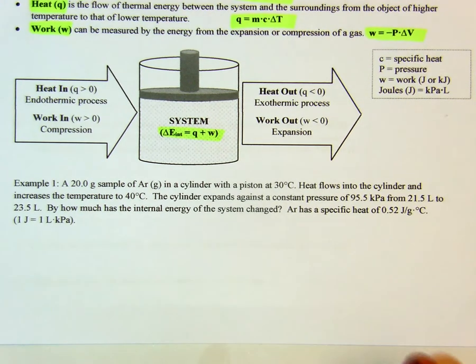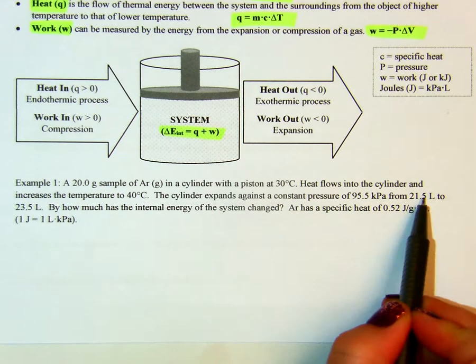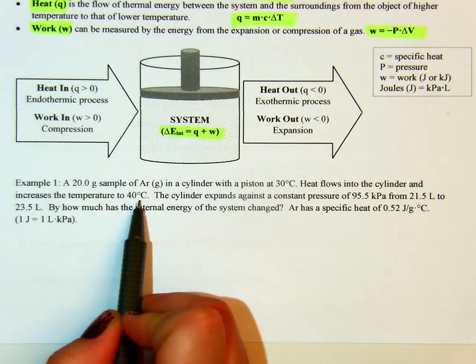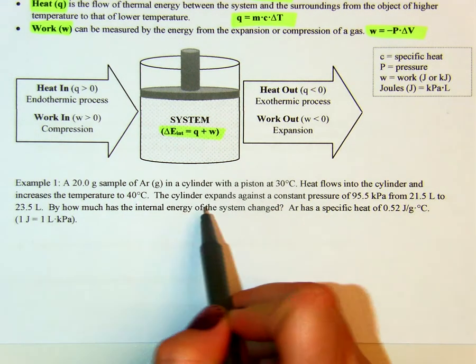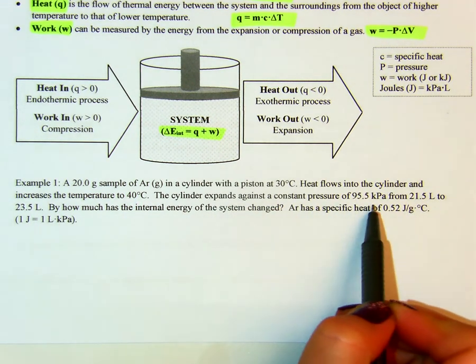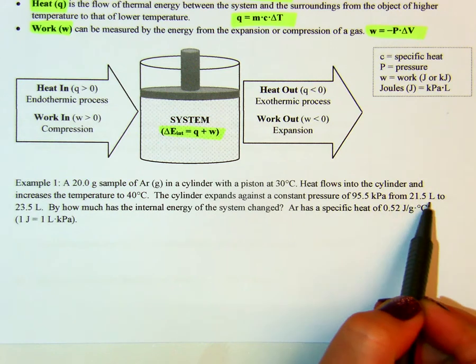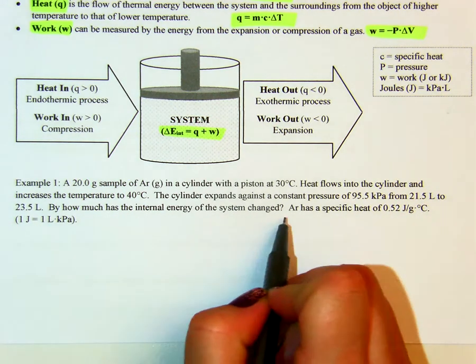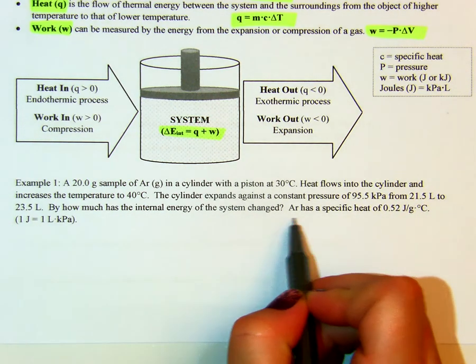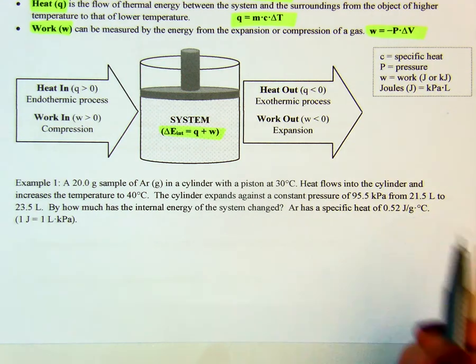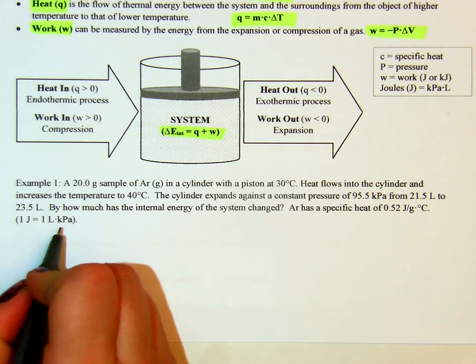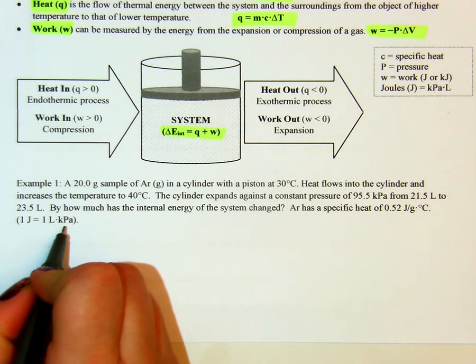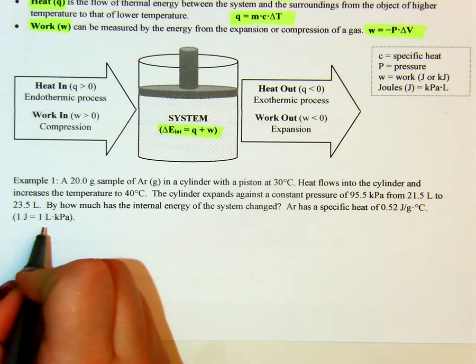Example 1, we have a 20 gram sample of argon in a cylinder with a piston at 30 degrees Celsius. Heat flows into the cylinder and increases its temperature to 40 degrees Celsius. The cylinder expands against a constant pressure of 95.5 kilopascals from 21.5 liters to 23.5 liters. By how much has the internal energy of the system changed? Argon has a specific heat, so it gives it to us there, and the conversion for the units for joules. So 1 joule is equal to 1 liter times kilopascals. We're going to want to pay attention to those later when we're doing our calculations.